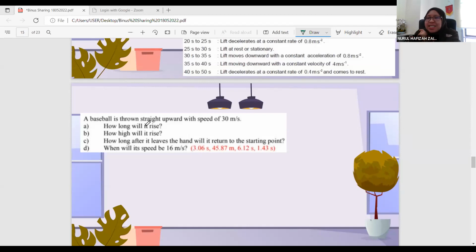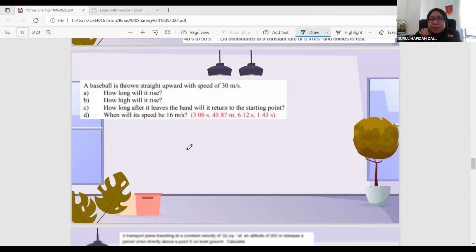So after this, if you see whatever object flying around you, you have to imagine, oh, actually there is a force, there is a vector. How are you going to calculate how long will it rise, how high will it rise, how long after it leaves the hand will it return to the starting point? This is a normal question, but you can calculate it by using the formula for constant acceleration, right? Like v squared equals u squared plus 2gs, v equals u minus gt, and so on.